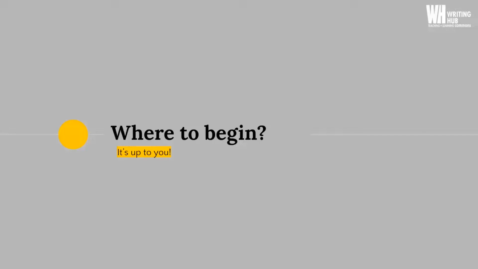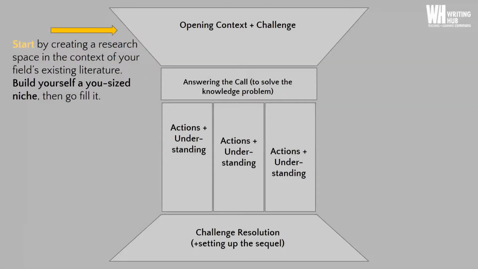So let's say you've navigated this with your advisor and you want to start writing a dissertation that is based on a story structure. How do you begin? Where do you start? Well, the good news and the bad news is it's up to you. You can begin in a lot of different ways. So for example, you could start by creating a research space in the context of the existing literature of your field. Sometimes I call this building yourself a niche and then filling that niche with your research project.